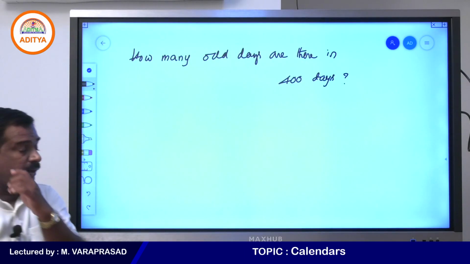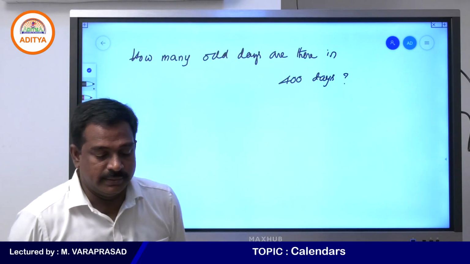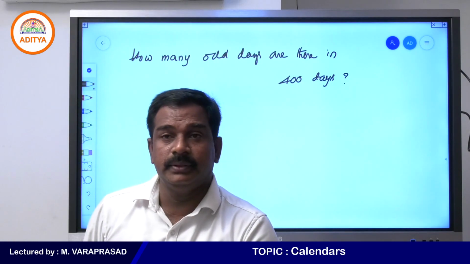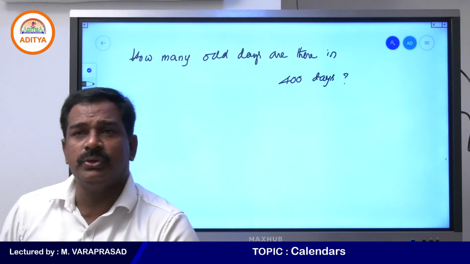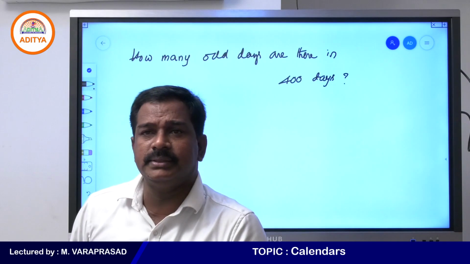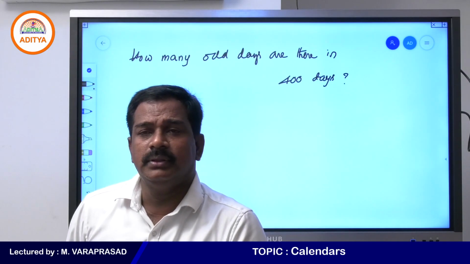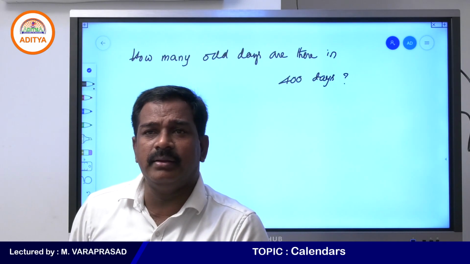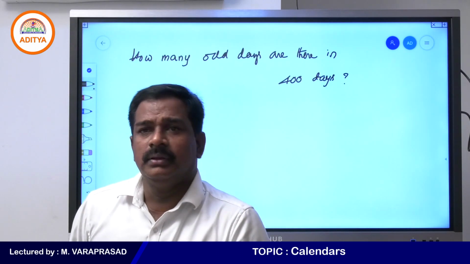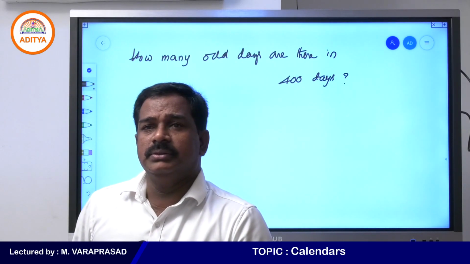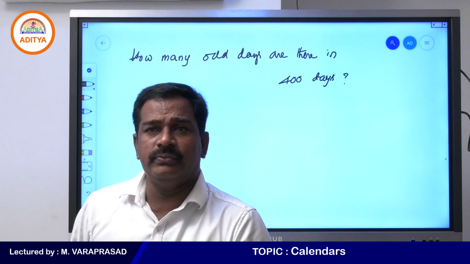How many odd days are there in 400 days? Somebody wrote 9 odd days for the last question.